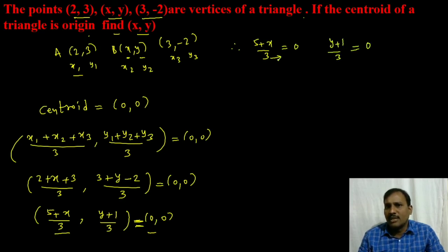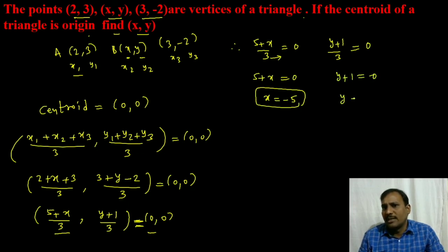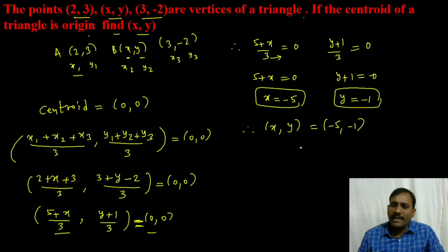Now if you transpose 3 to the other side, you will get 5 plus x is 0 and x is equal to minus 5. And here y plus 1 is equal to 0, y is equal to minus 1. Therefore, what is the value of x comma y? That is minus 5 comma minus 1. These are the missing values of x and y.